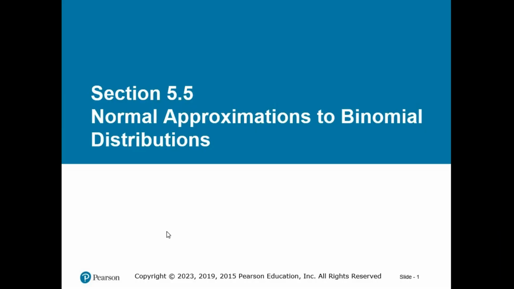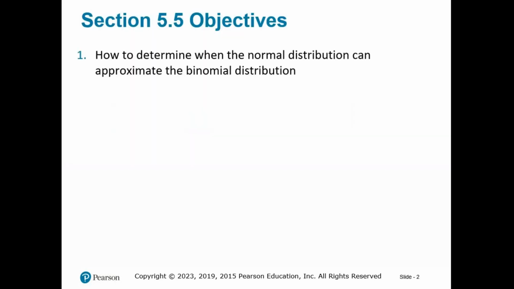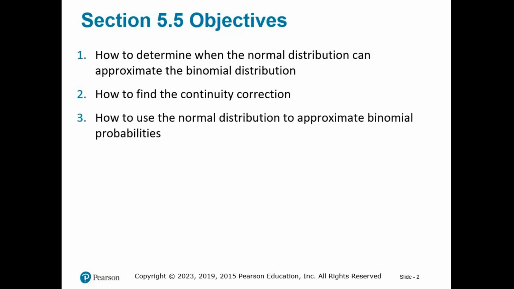Let's get going. Welcome to the lecture video for Chapter 5, Section 5. Normal approximations to binomial distributions. In this section, we're going to learn how to determine when the binomial distribution can be approximated by the normal curve, how to find corrections for continuity, and then how to use normal distributions to approximate binomial probabilities.